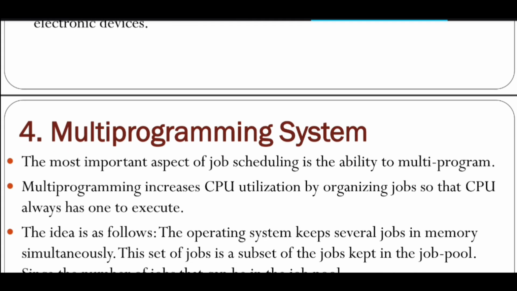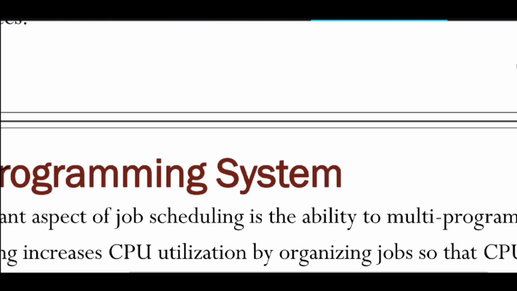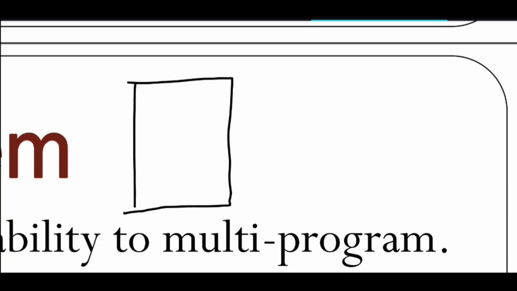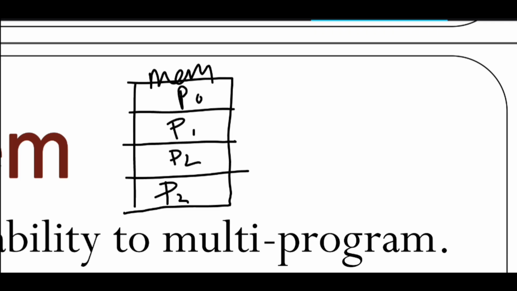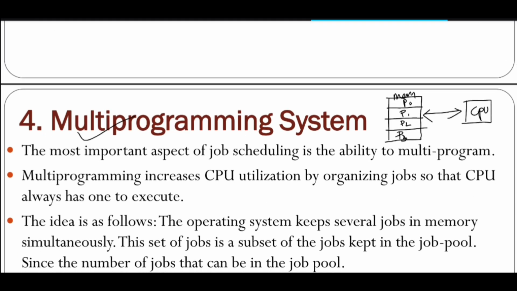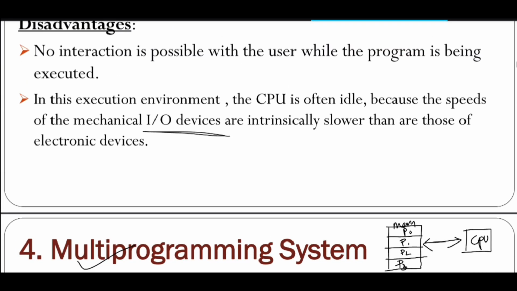Then here is our multi-programming system. I am giving the summary of the processing system: there are multiple programs inside our memory. This is our memory. Maybe this is our P0, then P1, then P2, then P3. There are mainly four processes inside our main memory, but the CPU is executing only one process.